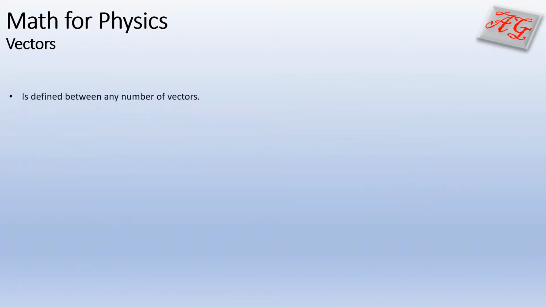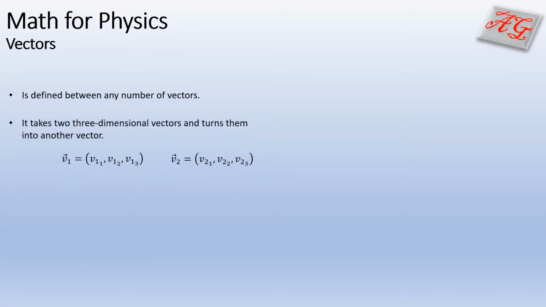The cross product is defined between vectors. The cross product takes 2 vectors and turns them into another vector. The cross product between these vectors is given by the following formula. And I will not give details of where this formula comes from, but from the definitions that will follow, you can get it yourself.